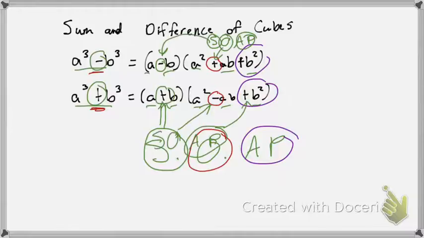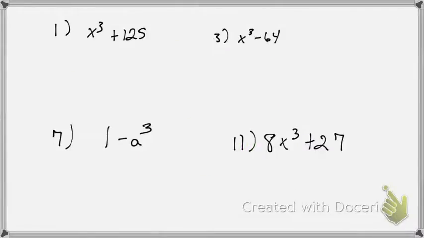So first problem. Number one on the worksheet is x cubed plus 125. The first thing we have to do is identify what is a and what is b. Now, if you look at the square chart or the cube chart at the front of the room, we can see 125 is the same thing as 5 cubed. Then we have our x cubed. So that's going to tell us a is x, b is 5.